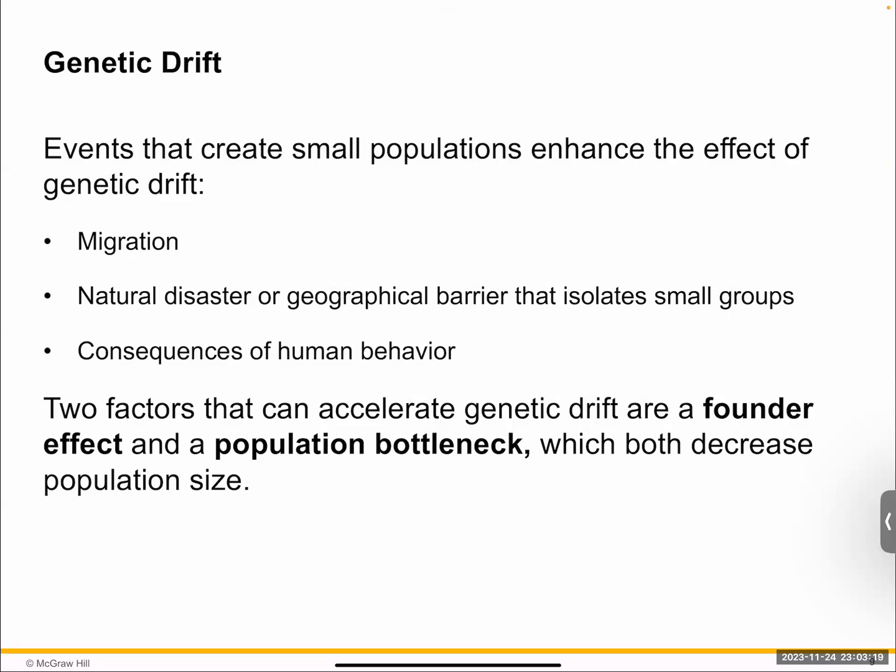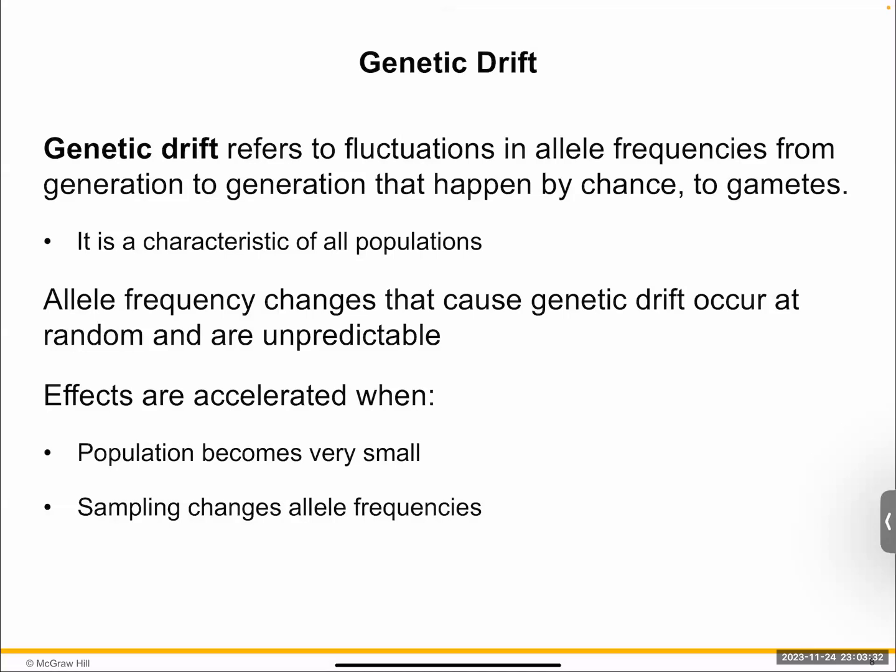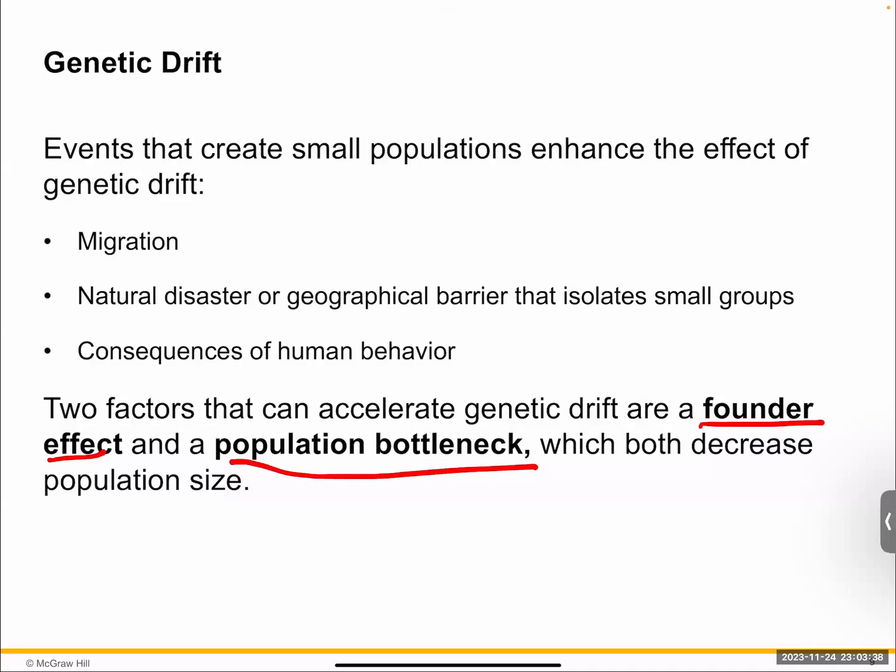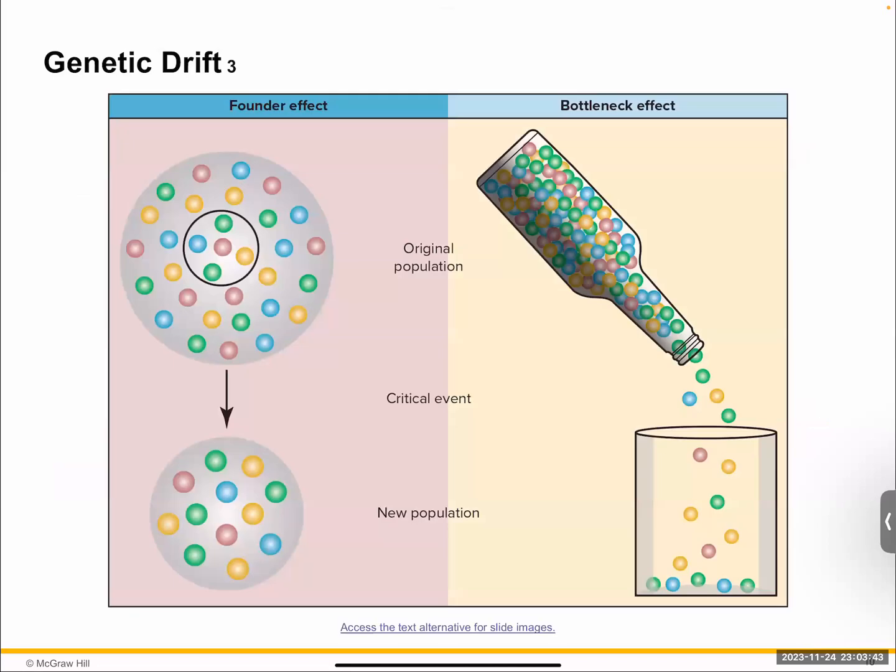Now, as I mentioned, there are things that can cause a speeding up of that genetic drift. Two main ones that I'm going to talk about are the founder effect and the population bottleneck, which is kind of what we just described on this slide. Sampling changes as well as the population becoming very small. The proper terms, again, are founder effect and population bottleneck. So let's talk about this.